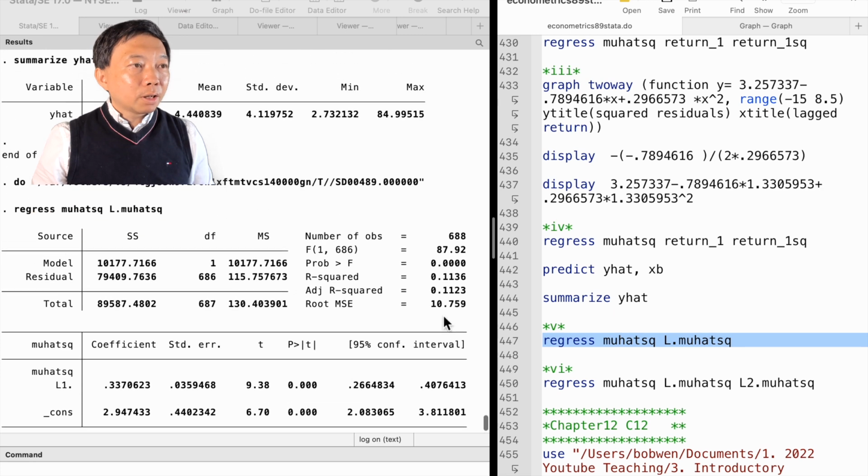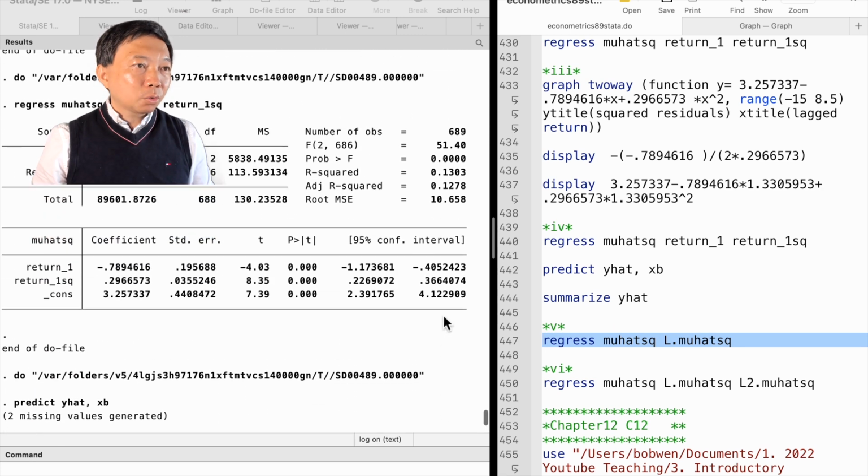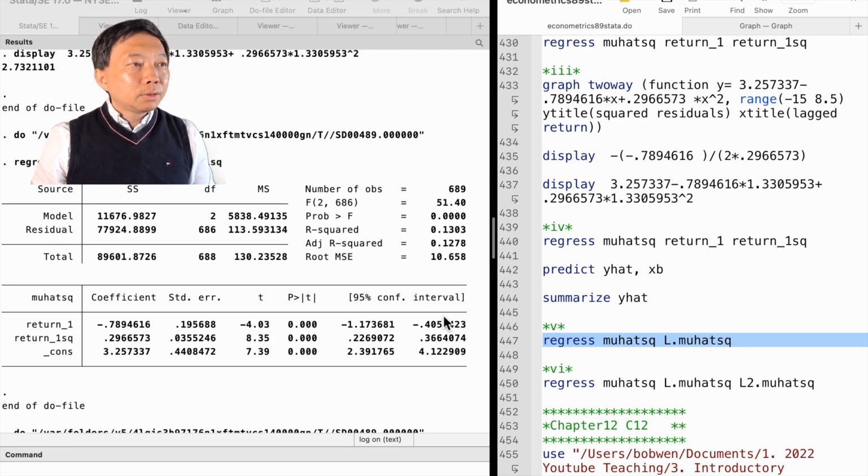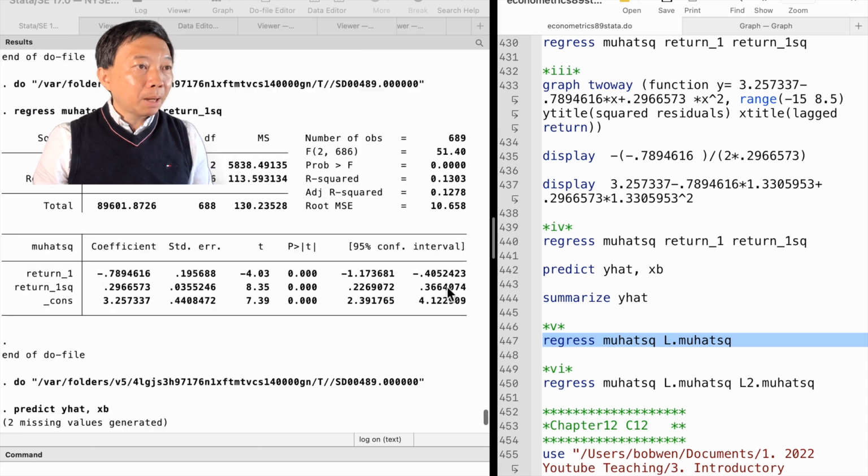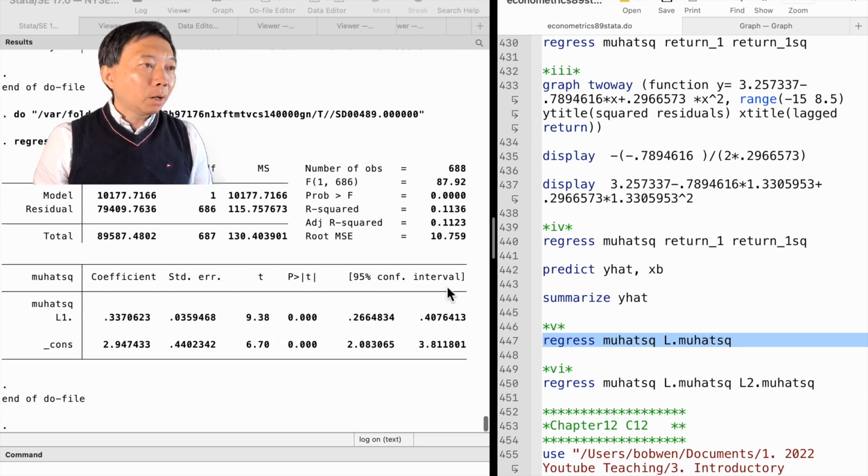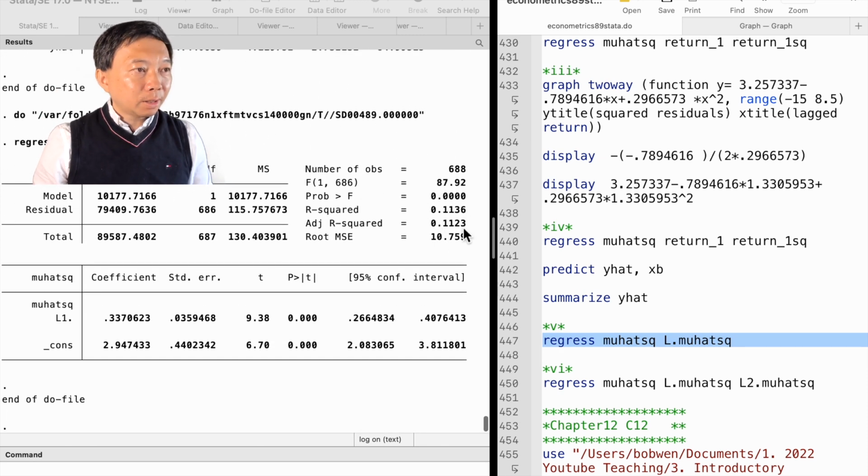The R-squared and the adjusted R-squared are 0.1303 and 0.1278 for the model in part 2, and they are 0.1136 and 0.1123 for the Arch 1 model. The former fits the data better than the latter.